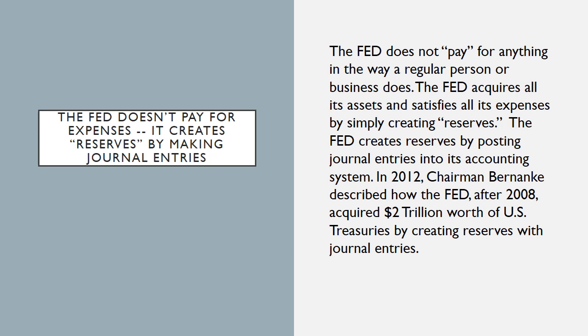In 2012, Chairman Bernanke described how the Fed, after 2008, acquired $2 trillion worth of U.S. Treasuries by creating reserves with journal entries.